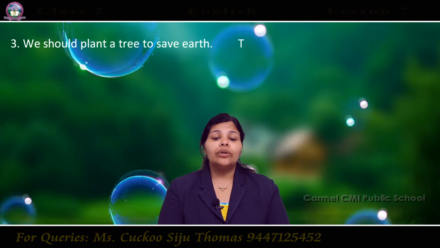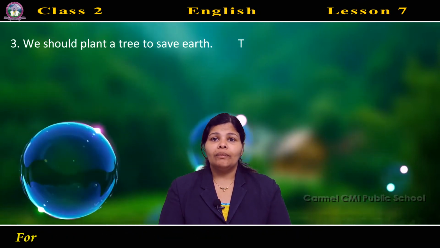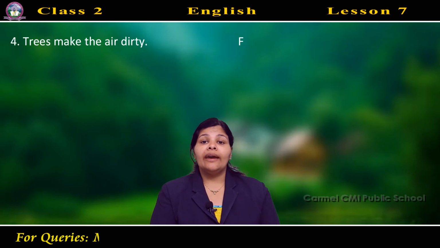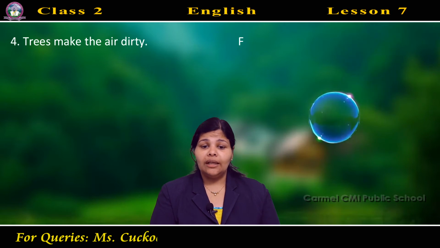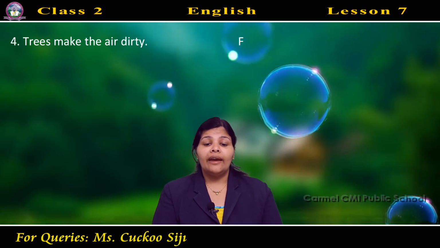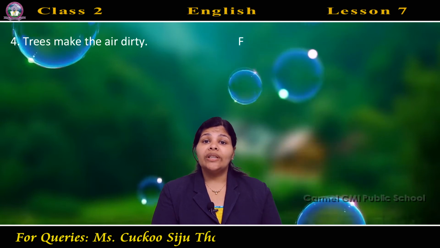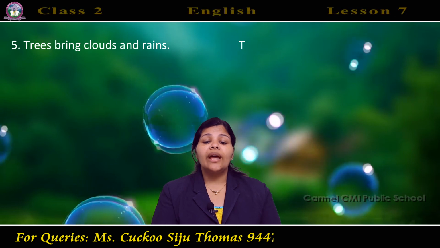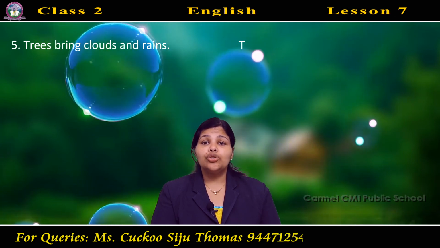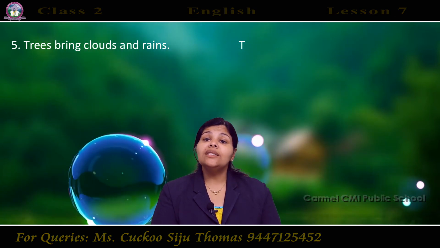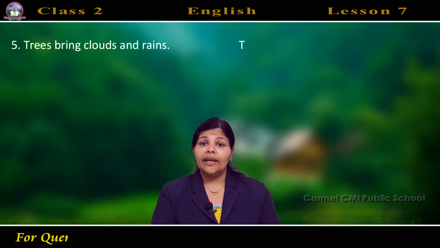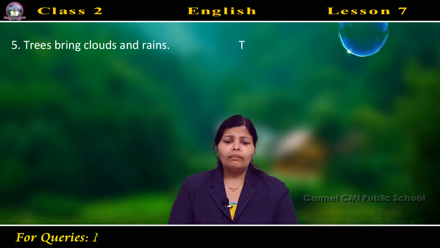We should plant a tree to save earth. True. Very good. Next one. Trees make the air dirty. It makes it dirty or cleans up? It cleans up. So trees make the air dirty is wrong. So it is false. Next one. Trees bring clouds and rains. Is it true or false? It is true. Yes, the trees bring clouds and rains. It is correct. So it is true.